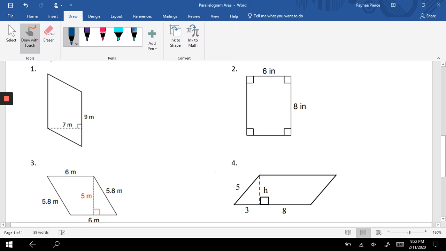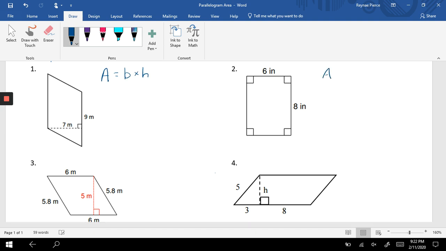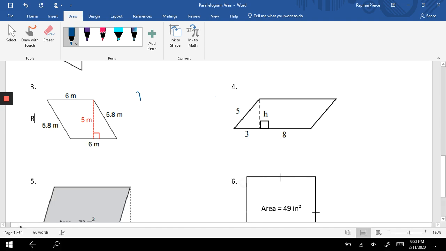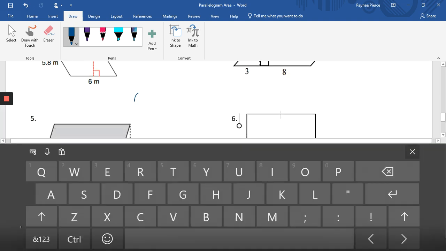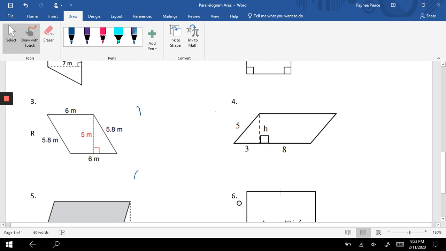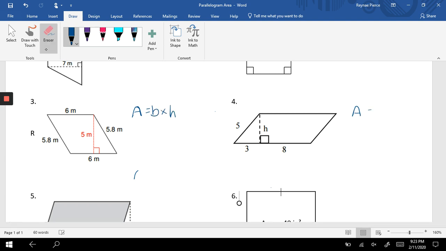Okay, area of parallelograms is always base times height. And the important relationship between the base and the height is that they have to be perpendicular.